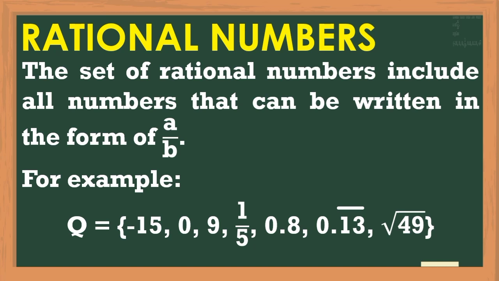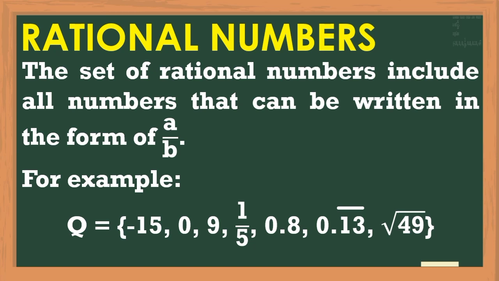So, it can be 9 over 1. So, it is a rational number. And then, obviously, 1/5 is a rational number because it is clearly in the form of A over B, wherein A is 1 and B is 5. 0.8 is a decimal number. When we convert 0.8 to a fraction, that is equivalent to 4 over 5. So, it is also a rational number.